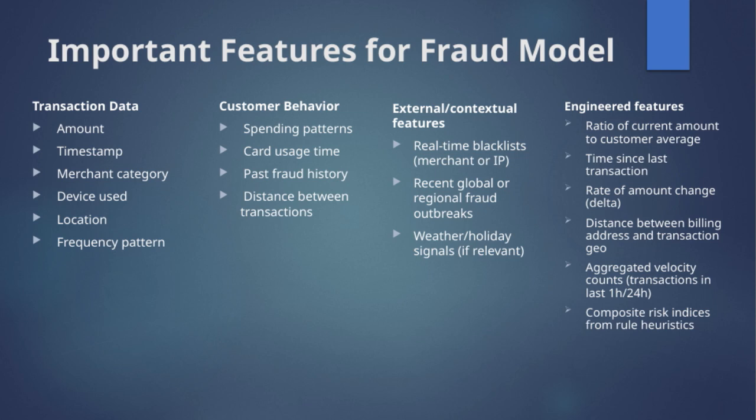Moving beyond transaction-specific data, we consider external or contextual features like real-time blacklists, whether the merchant or IP address is flagged, and recent global or regional fraud outbreaks. Weather conditions or holiday signals, if relevant, can also influence transaction patterns.